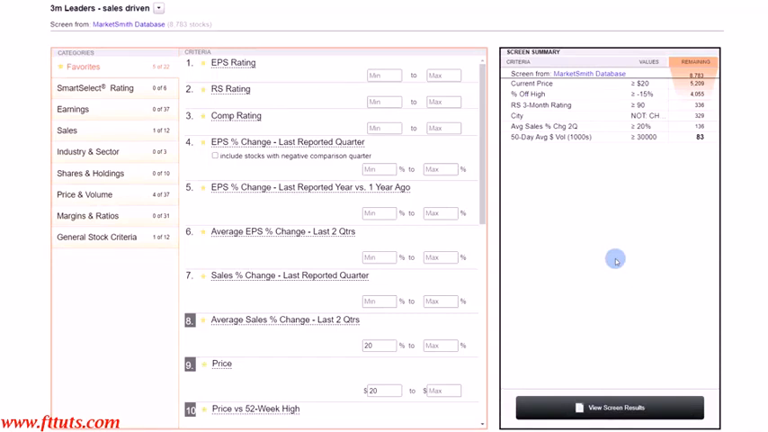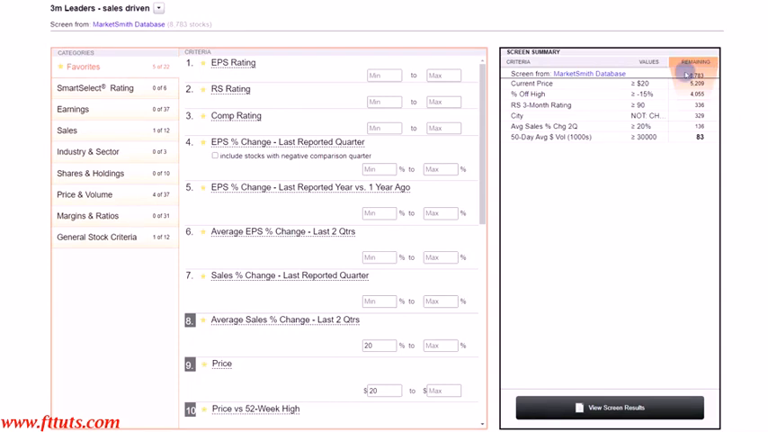This is the first scan that we're going to look at here. I call it 3-month leaders sales driven. So in this case, we're starting off with that minimum liquidity of $30 million of average volume traded a day of stock. A current price has to be above $20 a share. What we're looking for is really 3-month leaders, stocks that have really been leading the market in the past 3 months. And this is really what you're going to see with most scans.